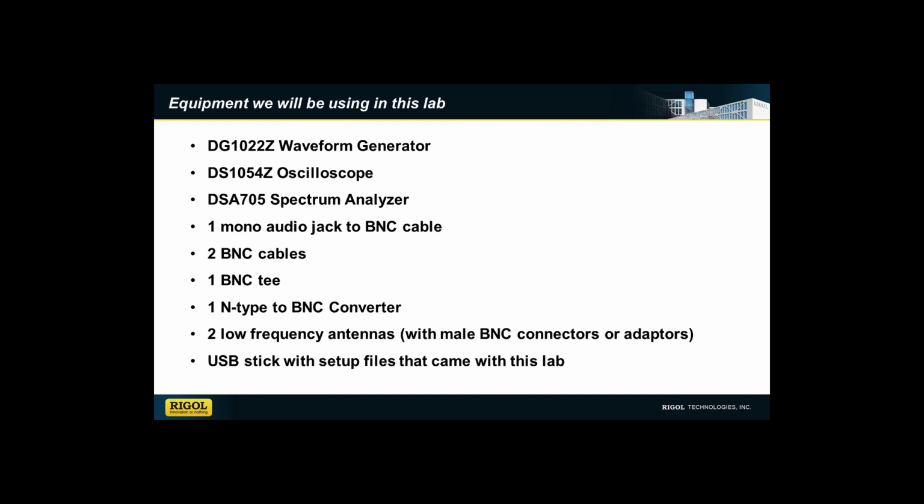First, in these examples, we're going to be using a couple different pieces of Regal equipment. The DG1022Z waveform generator, the DS1054Z oscilloscope, and the DSA705 spectrum analyzer. We also have some cables and connectors we're going to use, including an audio jack to BNC cable, other BNC cables, and a BNC T, and some converters we'll be using throughout this presentation. This package comes with setup files for these instruments, as well as a couple other models of spectrum analyzers you might be using in your Regal lab.